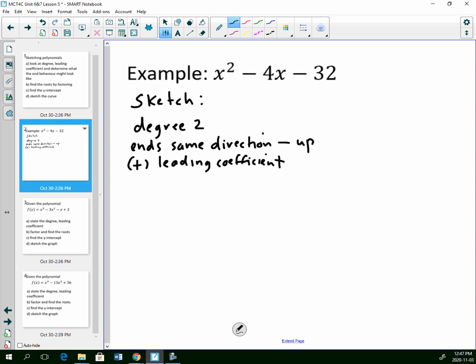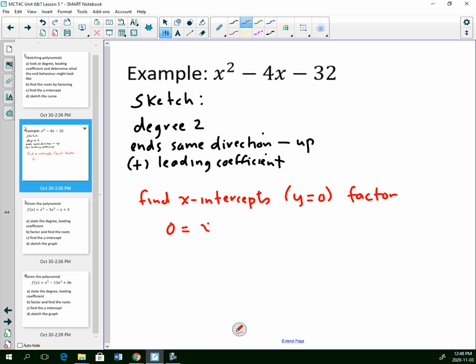Okay, so that's sort of what we know in our mind about what it's going to look like. It's going to have degree 2. It's probably going to turn once. The ends are going to both go up. And we're going to narrow it down by finding our x-intercepts. So we're going to find the x-intercepts, or the roots, by letting y equal 0 and factoring.